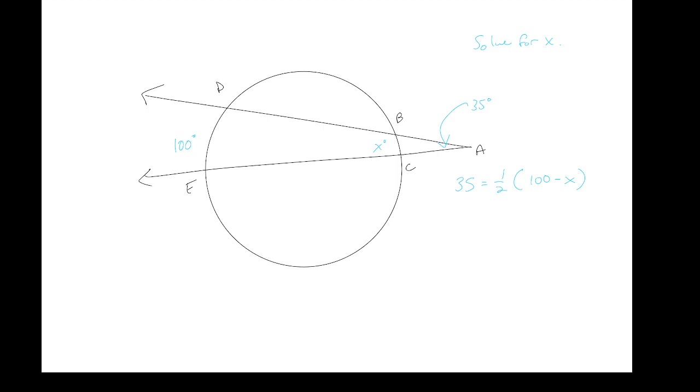And we solve, right? Rather than distributing, because I don't want to distribute to that negative X, I can just multiply by 2. So I'm going to get 70 is equal to 100 minus X, subtract 100 from both sides. So I get negative 30 is equal to negative X. So therefore, I have 30 is equal to X. Pretty straightforward. Next.